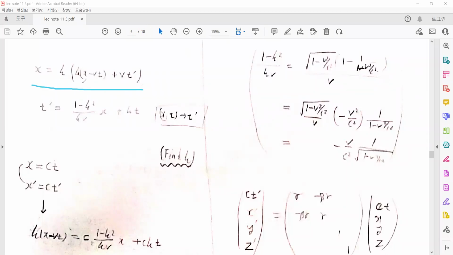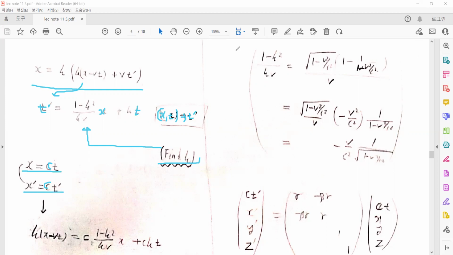If we solve this formula for t prime, then there will be a formula for the transformation of t prime from x and t. And the goal is to find the k. We know that the speed of light is the same for each frame, so for light, x equals ct also in the moving frame.